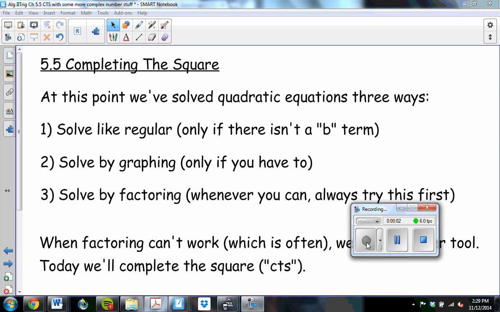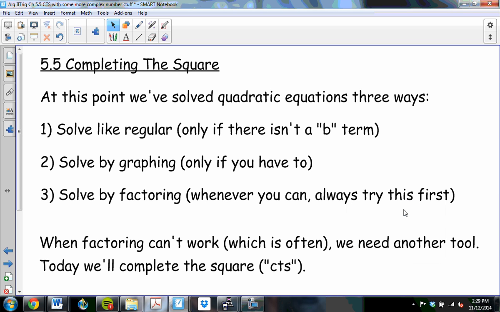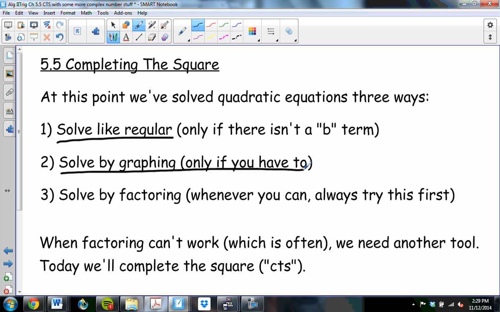This is chapter 5, section 4, talking about completing the square. We've learned how to solve a quadratic a few ways. We learned how to solve by square rooting if you don't have a b term. We've learned how to solve by graphing, which you should never ever do unless you have to. It's the worst. And then we've learned how to solve by factoring. You've been doing that for the last few days. You should always try to factor first, but it doesn't always work.